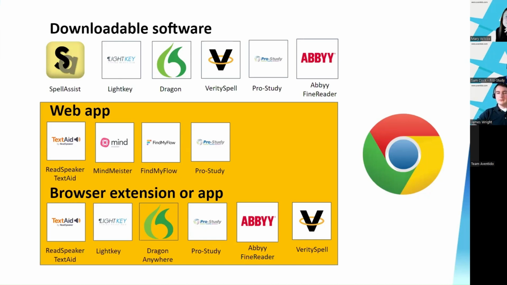But they also have added extras. So some have a web app, like TextAid isn't downloadable software, and neither is Find My Flow. They're just web apps, and so is MindMeister. So you go to the website, log in, and you use the technology there in your browser.